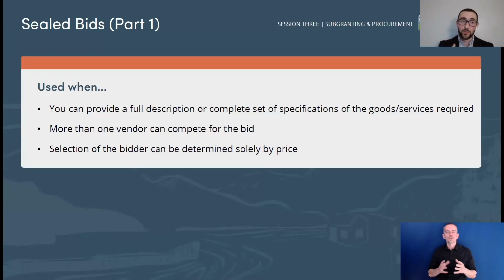We're going to use sealed bids when we can provide a full description or complete set of specifications of the goods or services required, when we can verify that more than one vendor can compete for the bid, and when the selection of the bidder can be determined solely by price and not other factors. So we need to meet all three of these criteria in order to use a sealed bid.